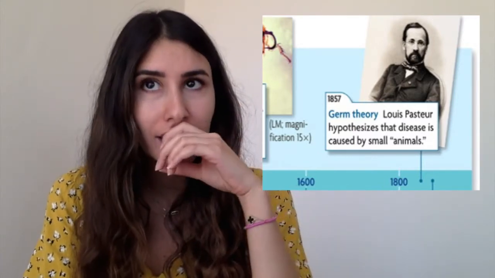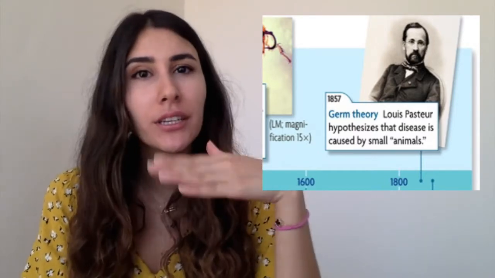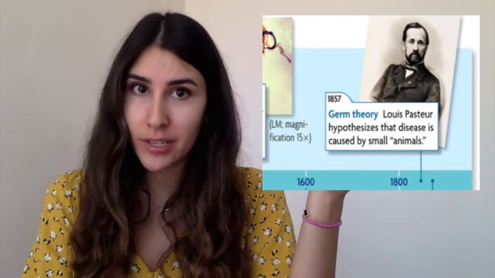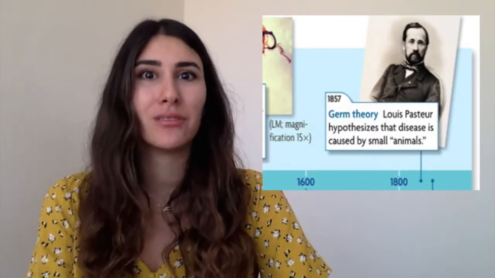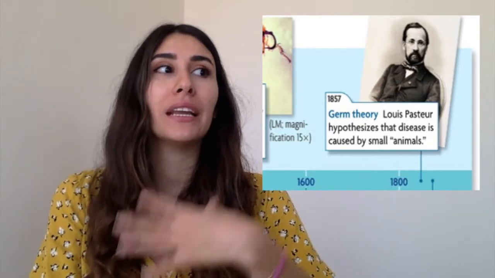So in 1857, a scientist by the name of Louis Pasteur hypothesized that diseases were caused by small animals. And back then, they really didn't know the details about what those are. Obviously, now we know that those small animals, he meant things like bacteria and other microscopic agents. But he hypothesized that there were these small animals that were causing disease.